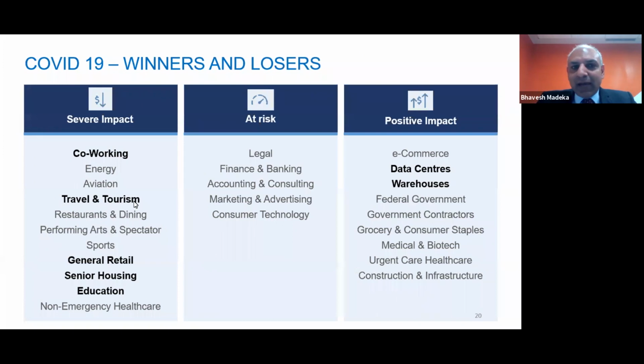Co-working, travel and tourism, I meant to say hotels. General retail is the malls. Senior housing and education will be impacted. The reason for senior housing is that they would want to stay with their family, with the children, rather than stay in a senior housing place in times of COVID. So that is why they would be impacted.